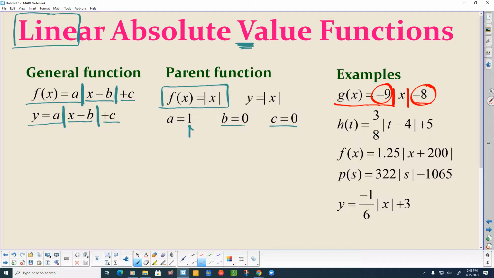I'll just do one more or two more. F of x equals 1.25 times the absolute value of x minus 200. There is no C. C is missing. Is there one that has all of them? Actually, the middle one here. H of t equals 3/8 times the absolute value of t minus 4 plus 5. Here's my C. Here's my B. Here's my A. What do they look like as a graph?